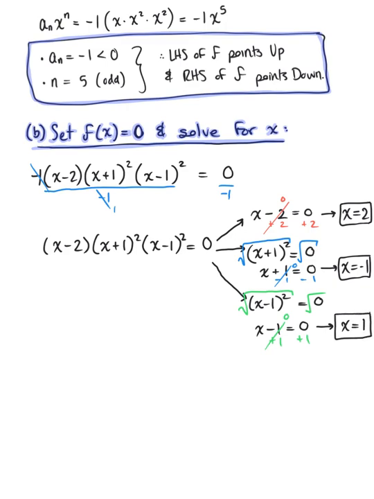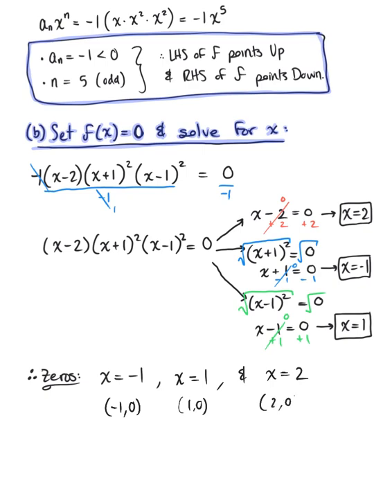So there you have it. These are our zeros. So we can say that therefore, the zeros of this beautiful polynomial function occur at x equals negative 1, x equals positive 1, and x equals 2. Now remember, these zeros are also the x-intercepts. So we could equivalently write them in their ordered pair form, negative 1, 0, 1, 0, and 2, 0.